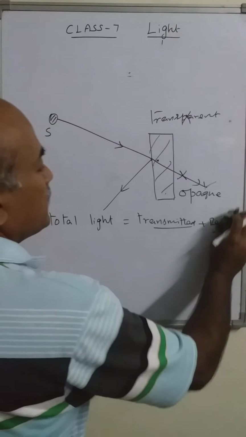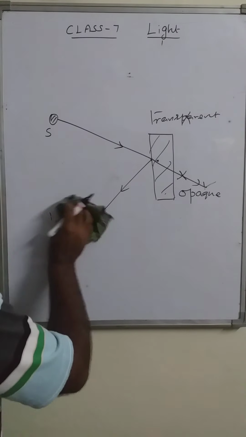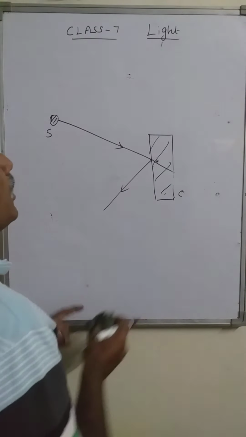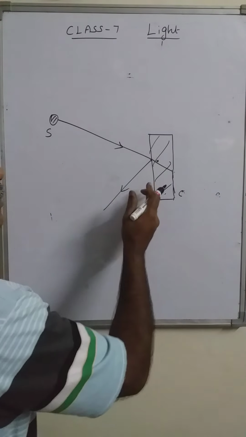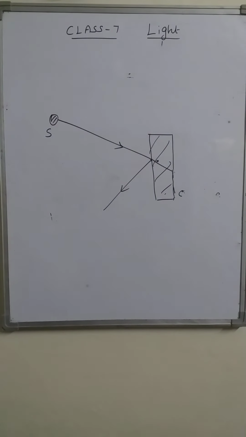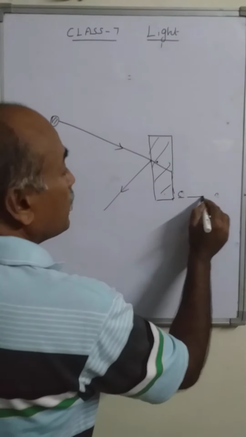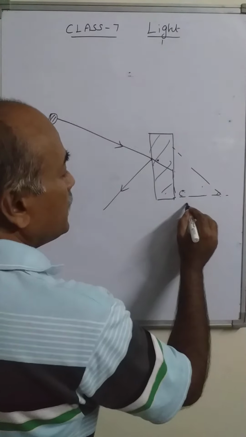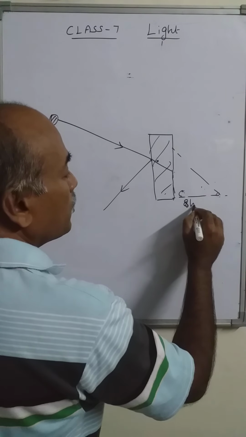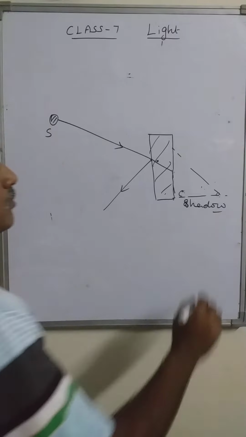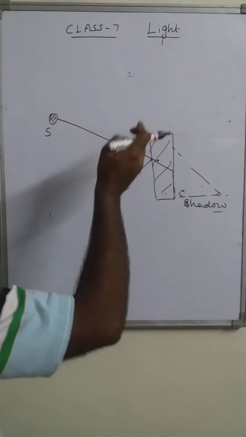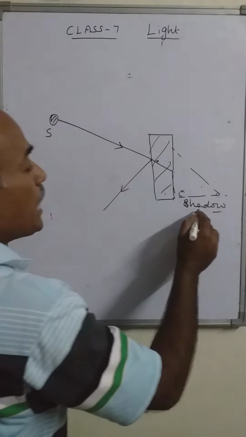After the reflection of light, what will happen? If the light gets reflected, if the surface is opaque, then what happens at that particular place? One thing is, a darker portion of the object is formed behind the surface. That darker portion is known as shadow. After the reflection of light, the darker portion formed behind the object is known as shadow.